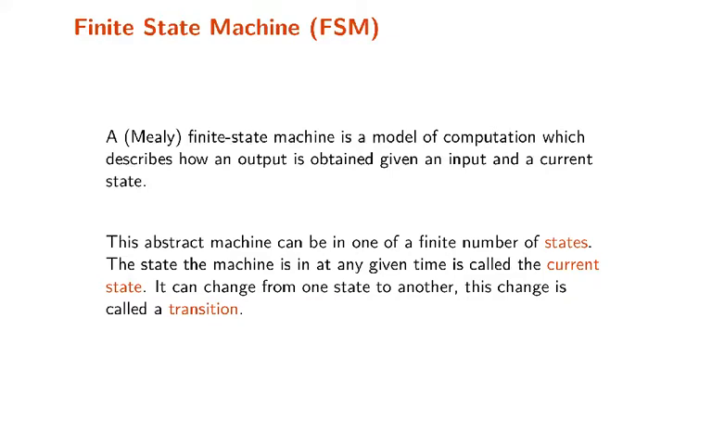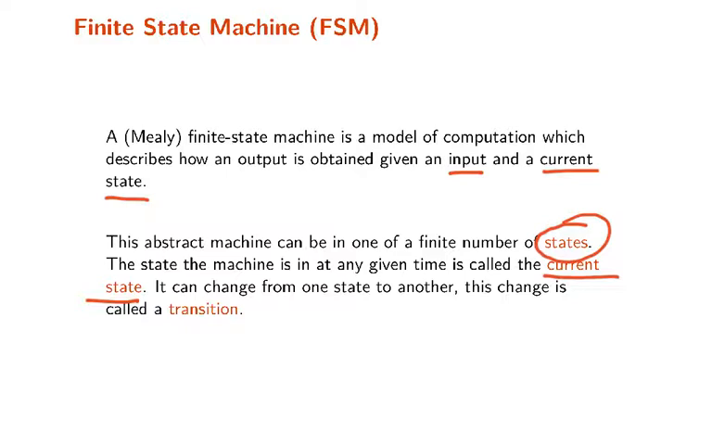A Mealy finite state machine is a model of computation which describes how an output is obtained given an input and a current state. So the output will depend on the input and on the current state. This abstract machine can be in one of a finite number of states, and the state the machine is in at any given time is called the current state. It can change from one state to another, and this change is called a transition.